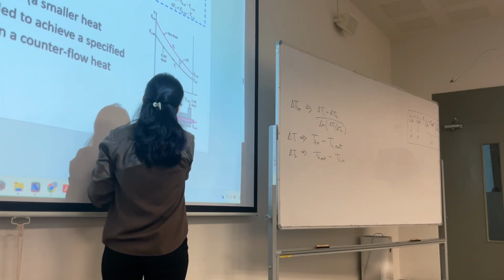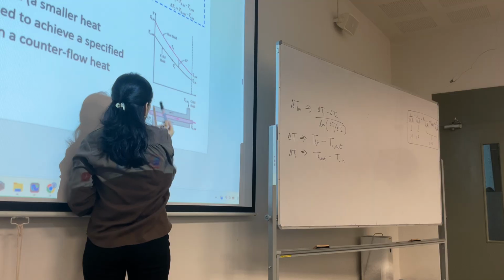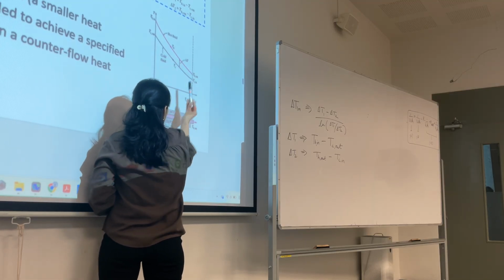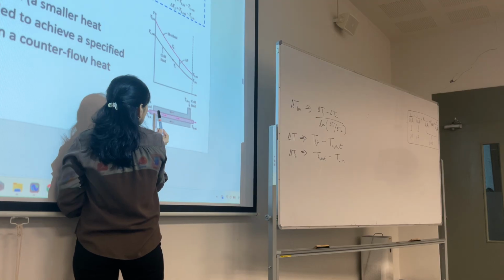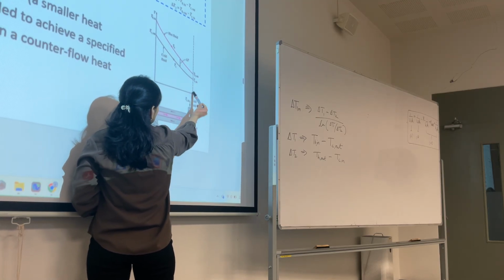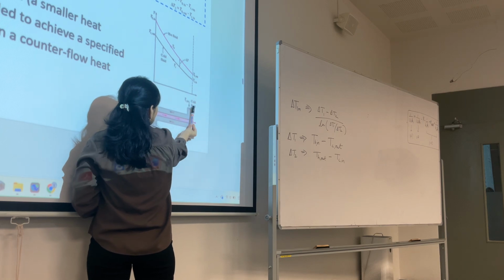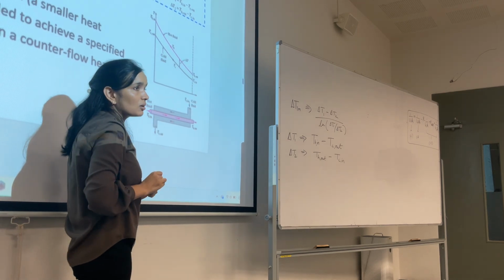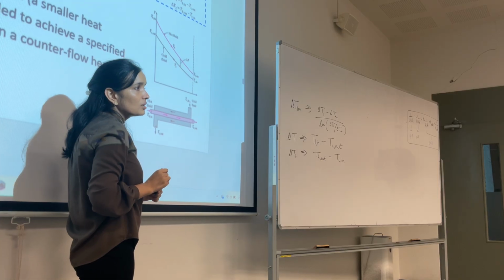So the hot water is highest here, and as it goes, the hot water temperature decreases. Here the cold water is at the lower temperature, and as it moves from here to here, the temperature of the cold water increases. Understand, right? This is clear?